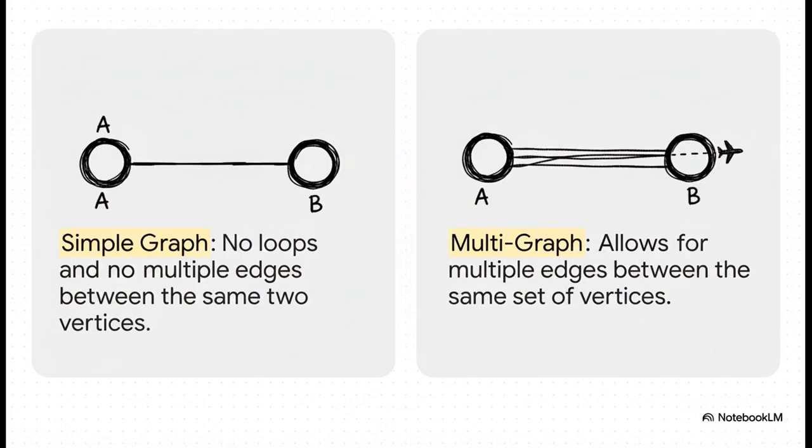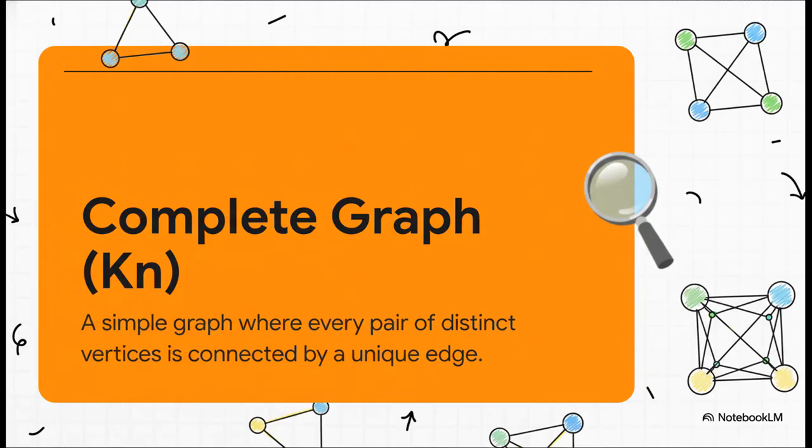Next up, we've got simple graphs versus multigraphs. A simple graph is, well, simple. It only allows one connection between any two points. But a multigraph lets you have parallel edges. Think about all the different airline routes that connect the same two cities. That's a perfect real-world example of a multigraph. Now for a really fascinating special case. What if you have a graph where every single vertex is directly connected to every other vertex? Nobody is left out. This kind of super-connected network is called a complete graph.